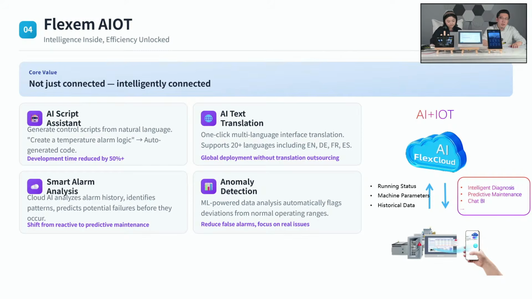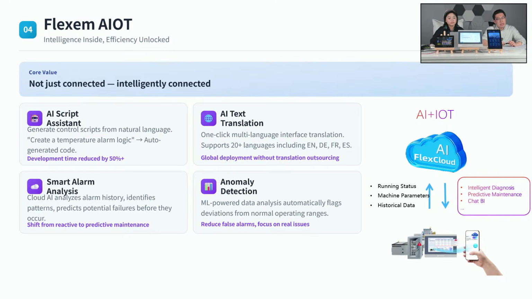The second one is text translation. We can do one-click multiple-language interface translation. For example, if we want to translate from English to Spanish or other languages, we can just do one click, and the whole HMI text will change. This is about the programming area.